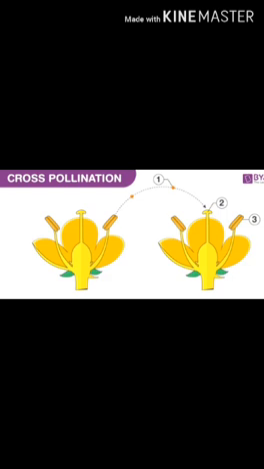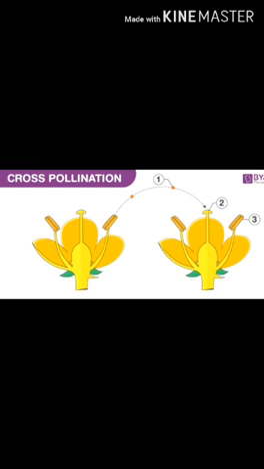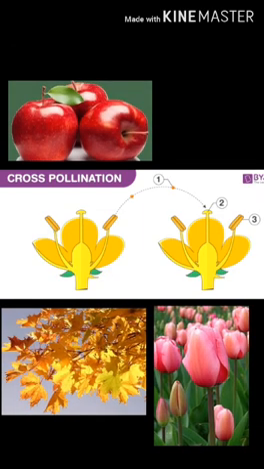Cross-pollination. When the pollen grains from the anther of one flower are transferred to the stigma of another flower present on a different plant of the same kind, the process is called cross-pollination. This type of pollination requires carriers or agents such as insects, birds, wind and water. Cross-pollination occurs in most of the flowering plants. Insects and wind are the main agents of cross-pollination. Some common examples of cross-pollination are apples, maple and tulips.